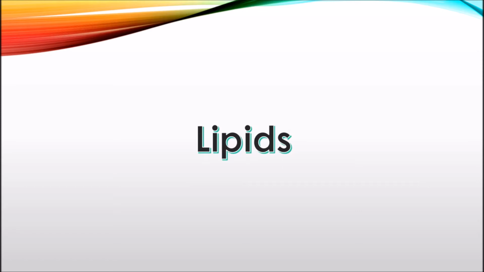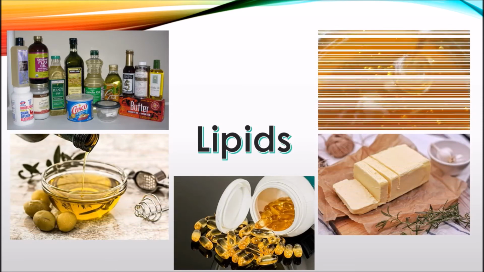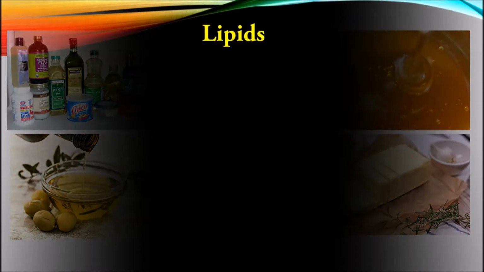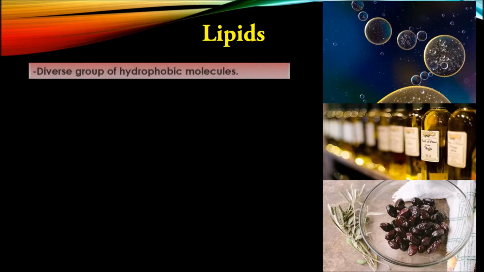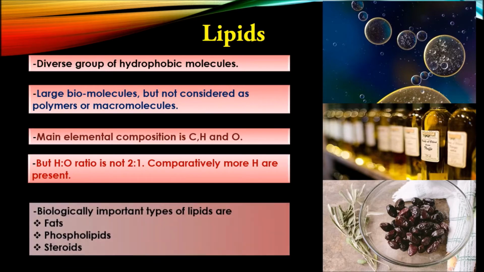Today in this video we are going to discuss one of the main organic compounds found in living organisms. They are lipids. Lipids are one of the main organic compounds found in living organisms. They play various functions in the human body to keep us healthy.